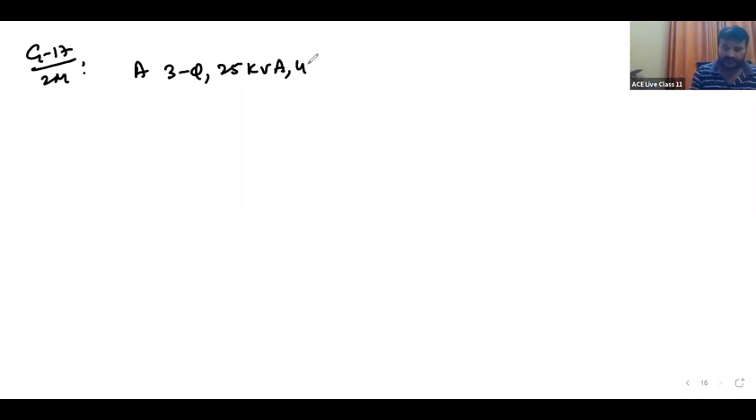The question is from the GATE 2007 examination, also for 2 marks. A 3-phase, 25 kVA, 400 volts delta connected alternator. Very important problem: it is a delta connected alternator, not star connected. The delta alternator gave the following test results.